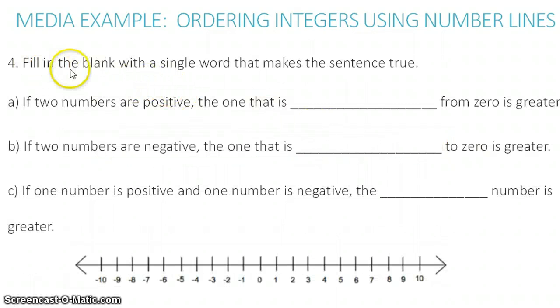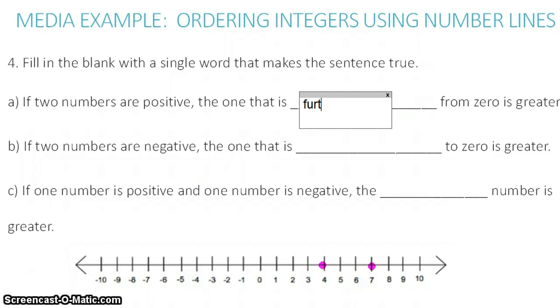In this example, we're going to summarize basic rules that we can use when ordering integers. So if two numbers are positive, the one that is blank from 0 is greater. So let's just put a couple of positive numbers. Okay. We know that the number 7 is further to the right, so it's further from 0 and it's greater. So let's put that in. Okay, so if two numbers are positive, the one that is further from 0 is greater.